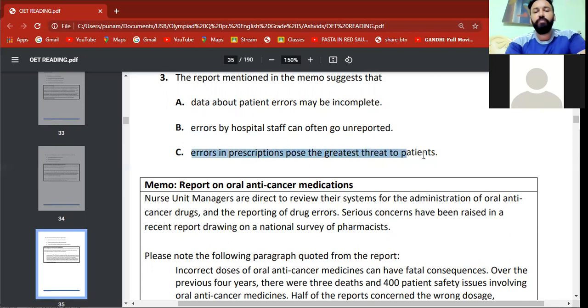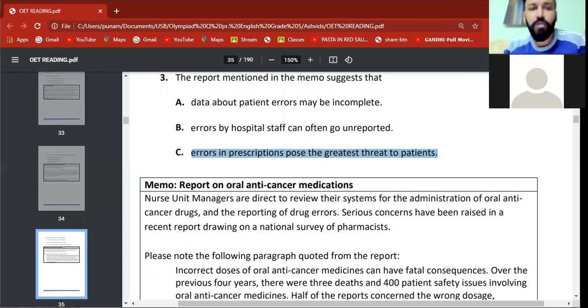Errors in prescription pose the greatest threat to patients. So, let's see what is the keyword. Prescription errors. Or do you want to go for greatest threat? Which do you think is a better one? Okay, we can keep it like that. Greatest threat. We can see when we find greatest threat, we can go for the errors in prescription after that, right? Just to reconfirm.